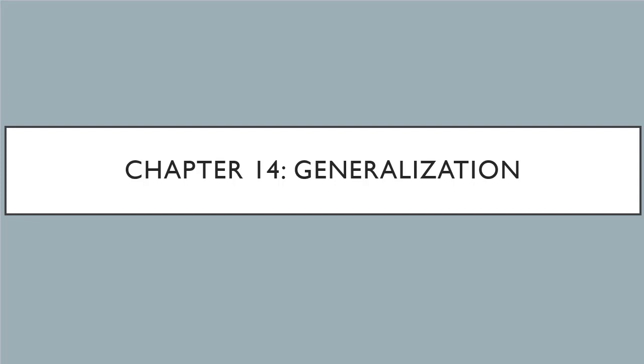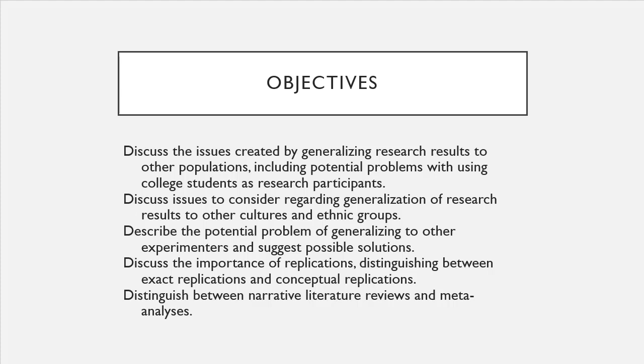So let's take a look at some objectives and get into the lecture. A few of the objectives that we have for this chapter are to discuss the issues created by generalizing research results to other populations, including the problems with college students as research participants. I know it sounds odd, but there are some characteristics of college students that make them easy to access, but difficult to generalize. We're going to talk about the issues about generalizing research issues to other cultures and ethnic groups.